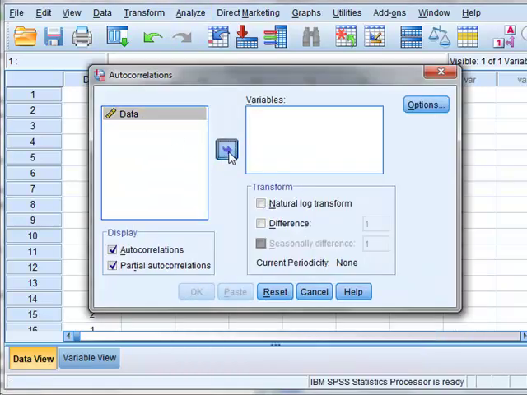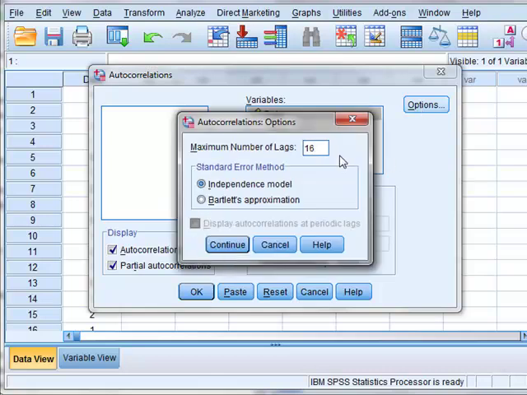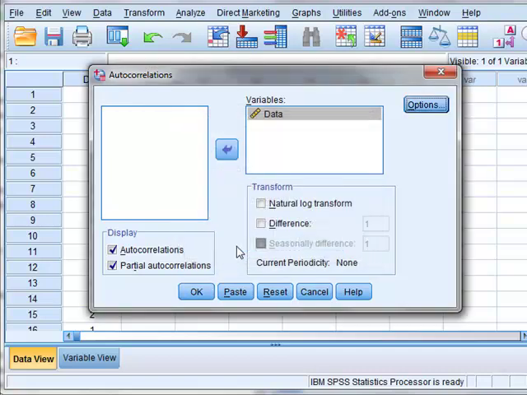Identifying data as the variable, we select to display autocorrelations and partial autocorrelation. We will also click on Options, and under Options we will choose to select 10 lags in the autocorrelation analysis. So we click Continue and click OK.